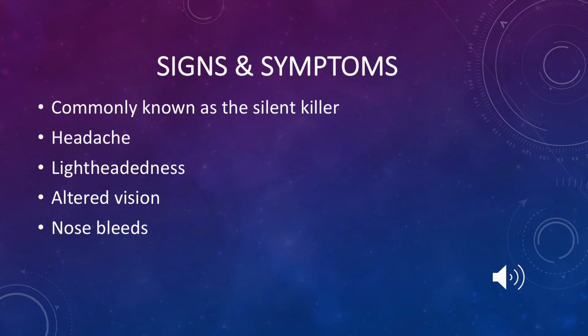Signs and symptoms. Hypertension or high blood pressure is commonly known as the silent killer. It is known as the silent killer because individuals that develop high blood pressure rarely ever show any signs or symptoms. Individuals who do experience or exhibit signs and symptoms usually complain of headaches, experiencing lightheadedness, having altered vision, and many times when the blood pressure is extremely high, individuals may have nosebleeds.